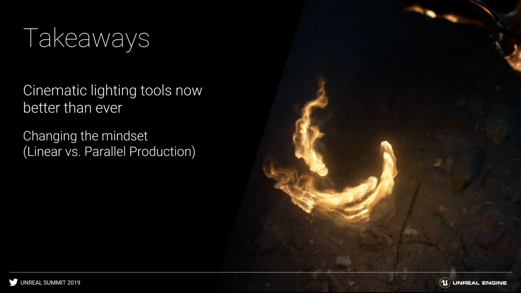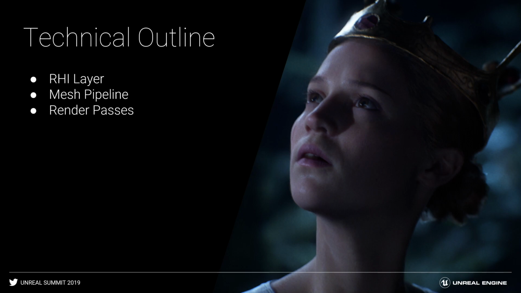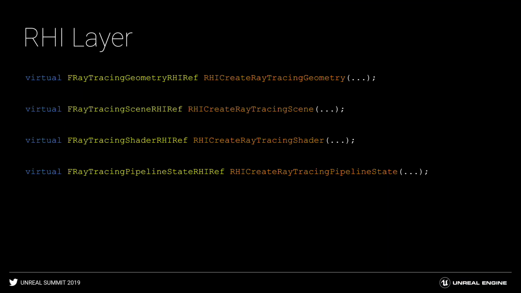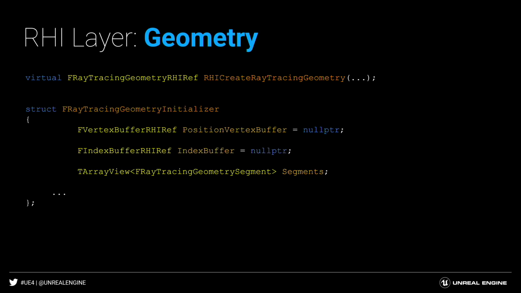All right, so let's move on to some of the more technical bits here. First, I want to talk about the programming RHI layer that we use to abstract away the DXR interface in Unreal Engine. The bulk of the work still lies inside the D3D12 layer, but we do expose a thin abstraction. At this level, we expose the major concepts for ray tracing: geometries, scenes, shaders, and pipeline states. Let's take a look at each one briefly.